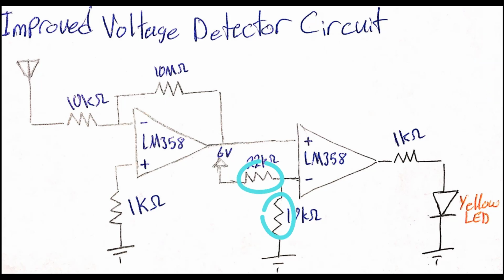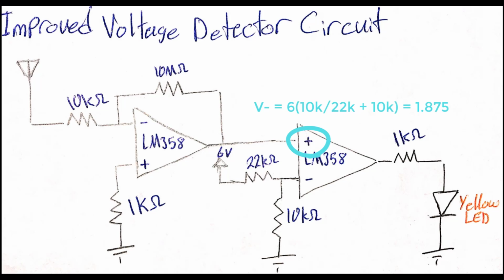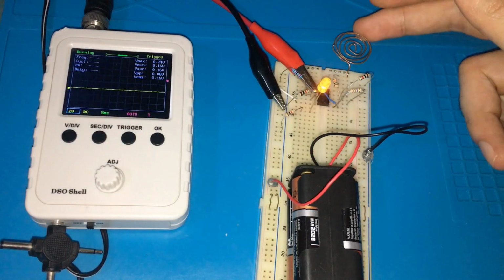I've chosen these resistor values for the voltage divider circuit to trigger the comparator once the amplifier output voltage is higher than the voltage divider output. At the end of the day, I built up the whole circuit on a breadboard, and here is how its output looks like.